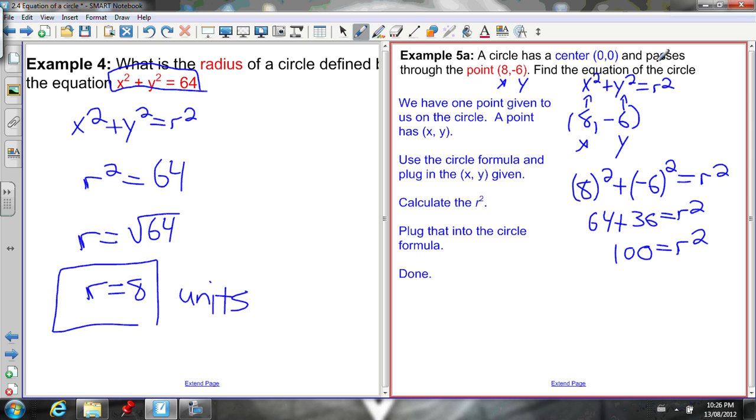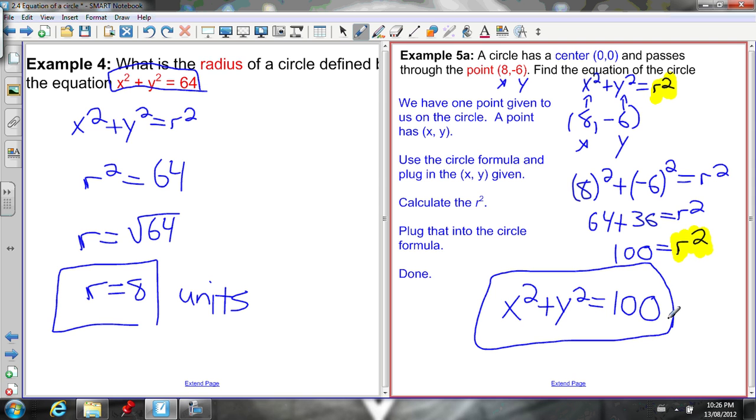And to write the equation of a circle, I need just the r squared value. And I have that right here. R squared is 100. So I can replace the r squared with 100, and I'm done. So the equation of my circle is x squared plus y squared equals r squared, and I know r squared is equal to 100. Done. There is the equation of my circle. Okay?